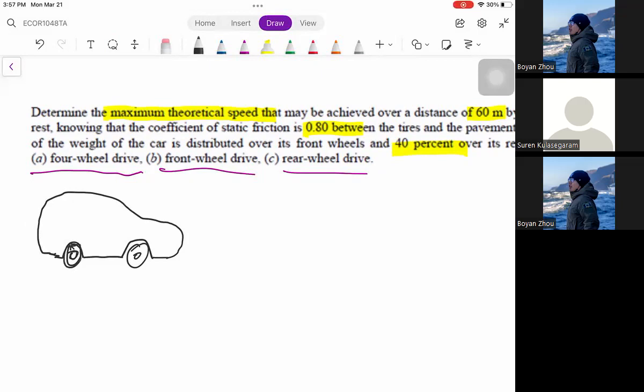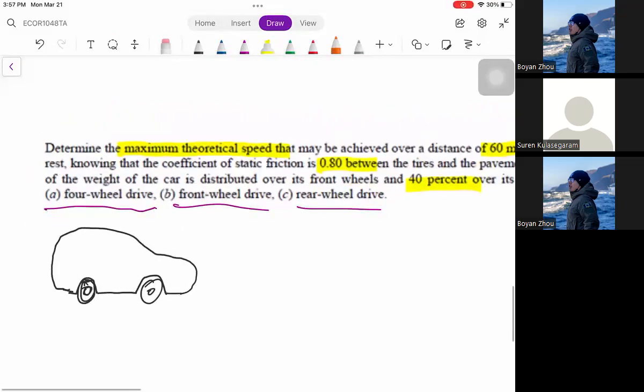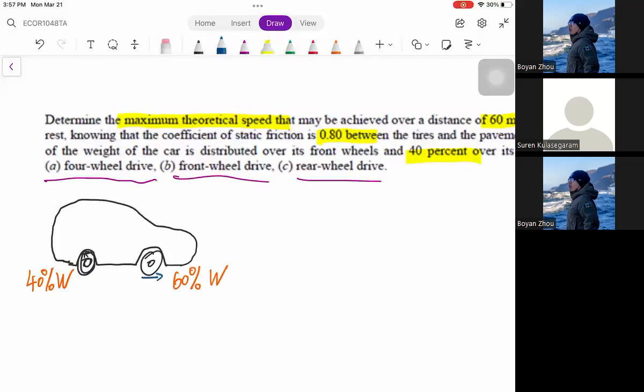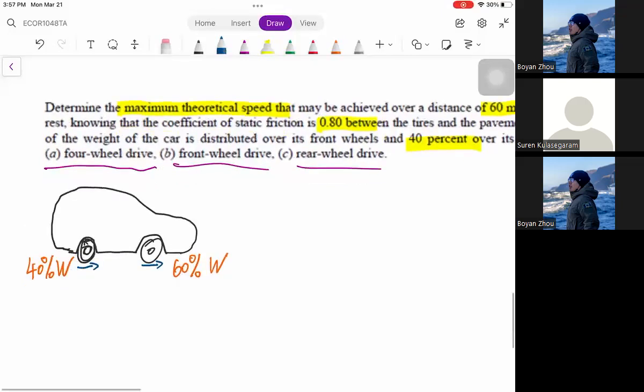Okay, like this. It says 60% of the weight is on the front, 40% of the weight is at the back. For the wheels, let's say the friction for the front wheel is F1, and the friction for the rear wheel is F2. They all have the same friction coefficient, mu, that is equal to 0.8.